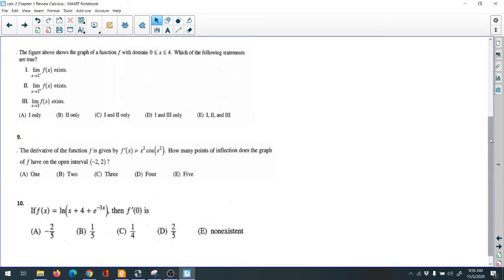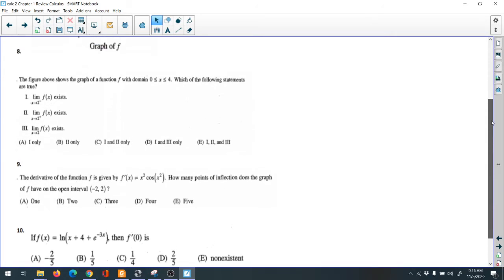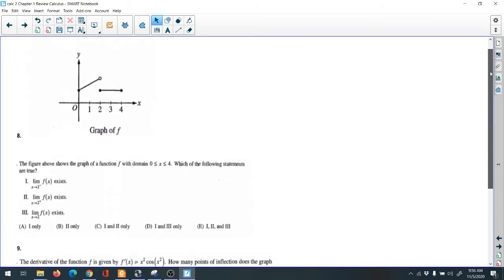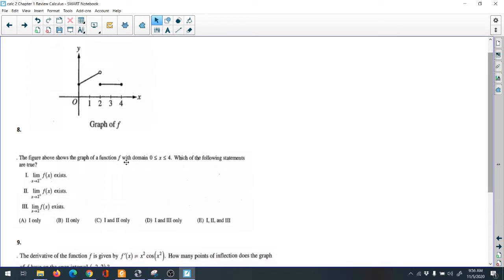They tell us the figure above shows the graph of a function f, with domain from 0 to 4. Which of the following statements are true? The limit of the function when x approaches 2 from the left side exists. The limit of the function when x approaches 2 from the right side exists. And the limit of the function when x approaches 2 in general, from left and right together, exists.